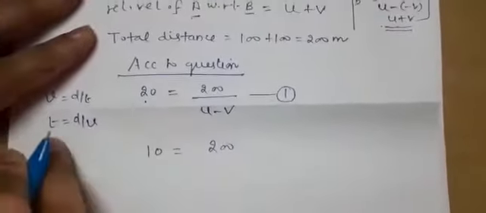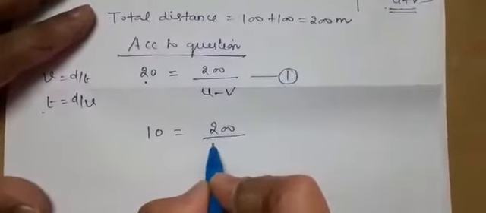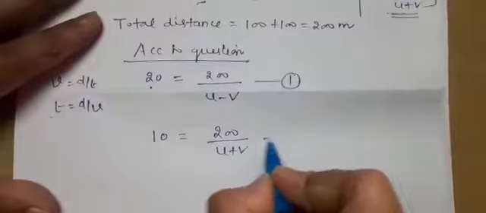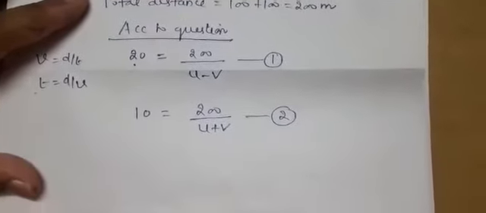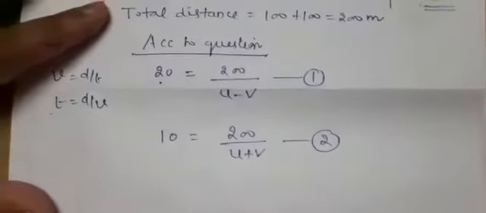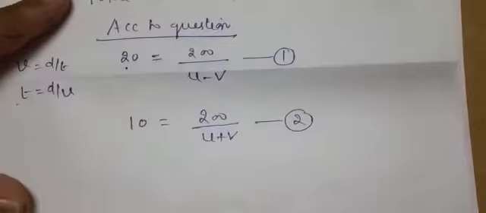Now during crossing, time taken is 10. So as per the formula, distance upon relative velocity. What will be the relative velocity while crossing? That is U plus V. So you can see what are the concepts used in this numerical? Only crossing and overtaking. On the basis of only these two words, I have solved till this point.